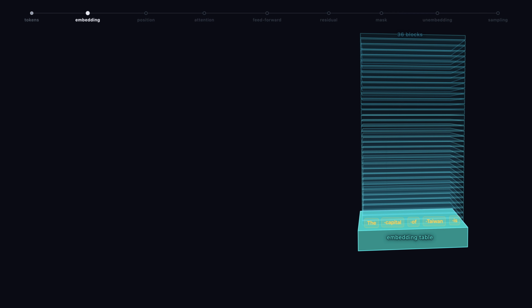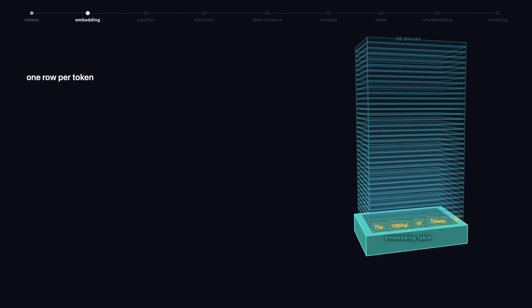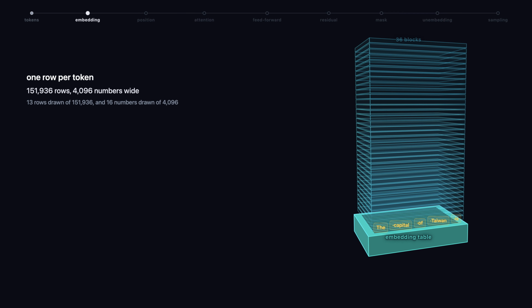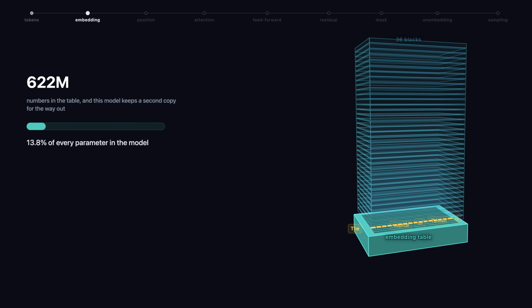So we have 5 numbers. Now they have to become something a matrix can multiply. There is a table. 1 row per token in the vocabulary, and each row is 4,096 numbers long. Token 5,000 and something? Take row 5,000 and something. That is the whole operation. No computation, a lookup. And that table is not small. 151,000 rows, 4,096 wide, is 622 million numbers. This model keeps a second copy for the way out, which we'll get to. Together they are about 15% of everything it has. 15% of a language model is a lookup table.